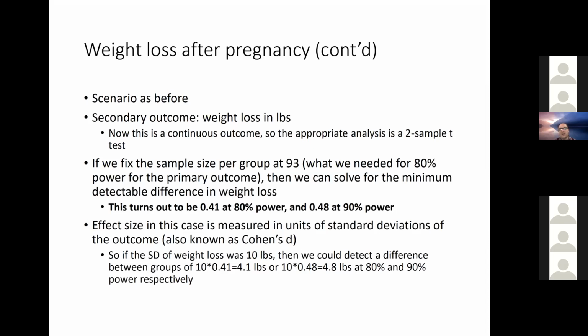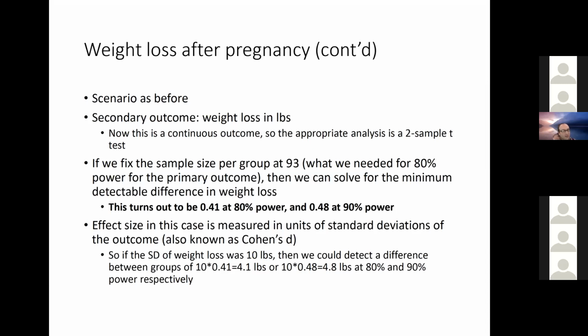This is a term that I think is maybe less familiar, but it's common in discussions of power and sample size, because this is one of the cases where you fix all the other inputs to the power equations, and you solve for the effect size, essentially. And what we find is that this is 0.41 for 80% power, or 0.48 at 90% power. So this effect size is measured in units of standard deviations of the outcome. We refer to this as Cohen's d.